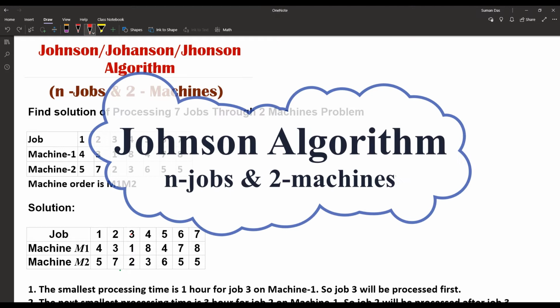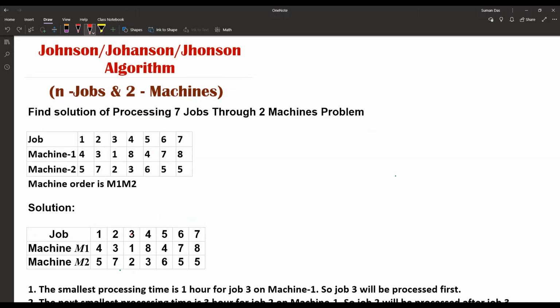Hello friends, today our topic is n jobs and two machines. In the previous video, we already discussed what n jobs and two machines is in the job sequencing problem. In that video, we used Johnson's algorithm. Particularly, Johnson's algorithm is also known as Johansson's algorithm, with a slight change in the spelling, and that is the first problem of job sequencing.